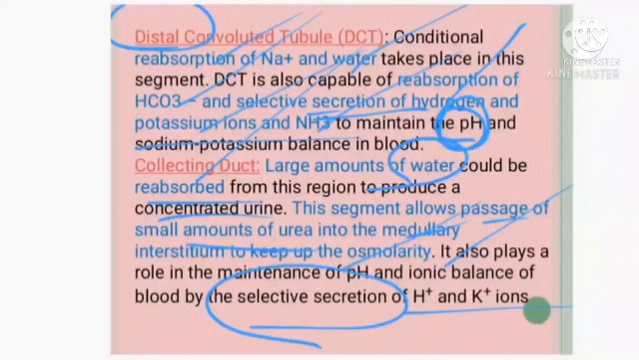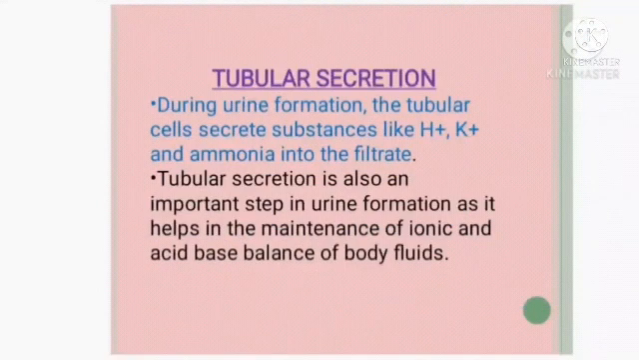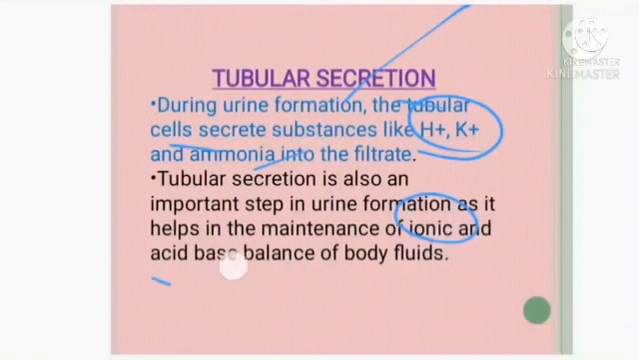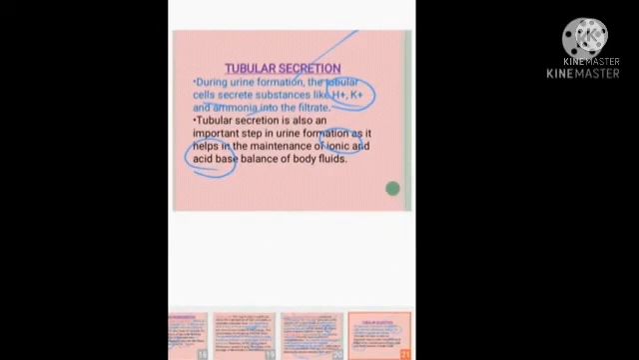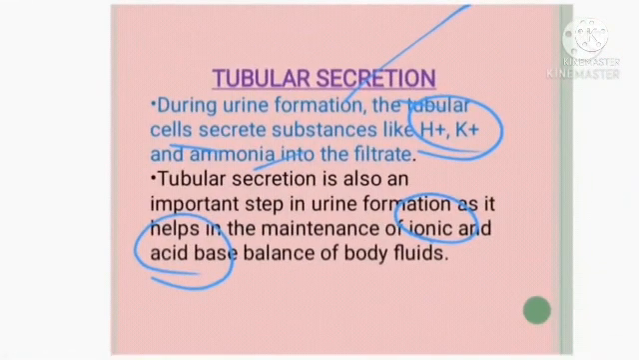So there are three processes: tubular reabsorption, tubular secretion. In tubular secretion, tubular cells secrete substances like ammonia into the filtrate. This is why they are doing it, in order to maintain the ionic and pH balance, that is, the acid base balance in the urine. So with this we are coming to the end of the part we are discussing today, the chapter, urine formation.